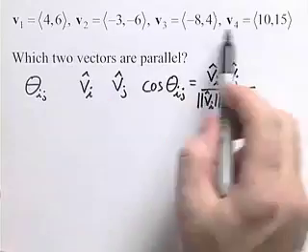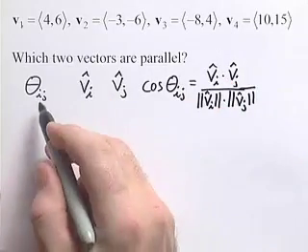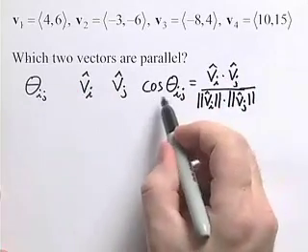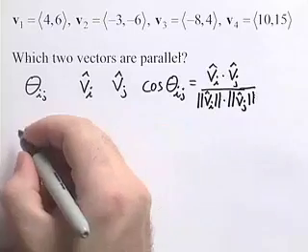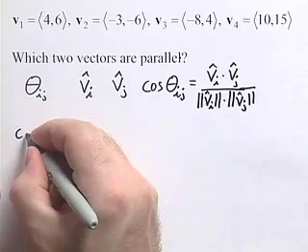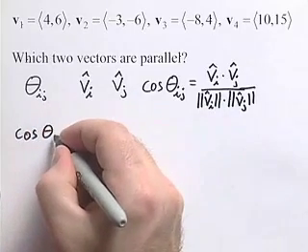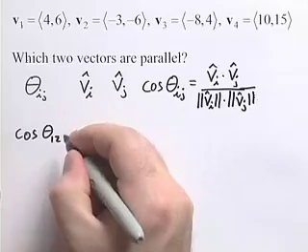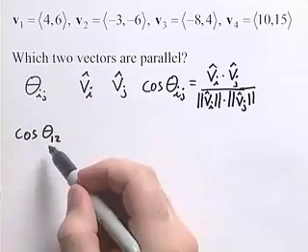So for each of these four vectors, we're going to look at the different pairs and find out what the cosine of theta is for each of those. So we'll have the cosine of theta_12. So we're looking at vector 1 and vector 2.